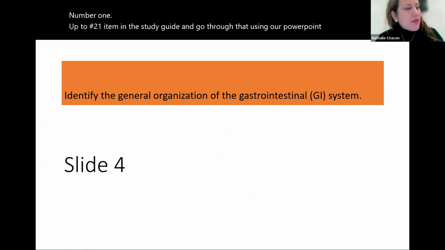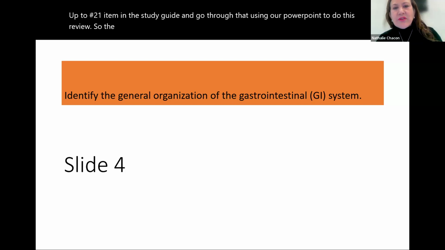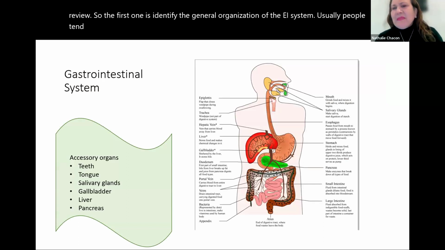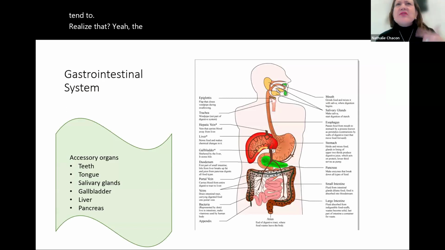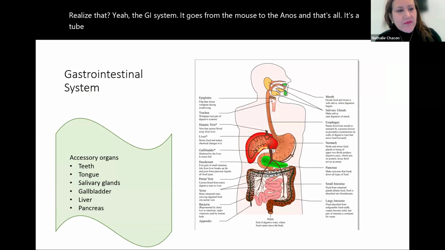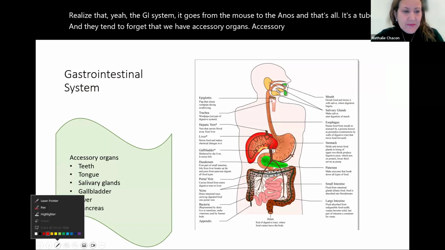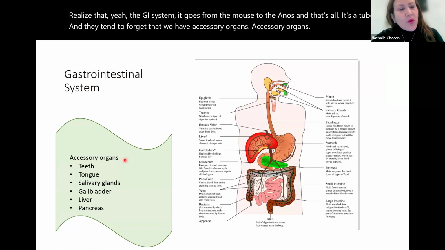So the first one is to identify the general organization of the GI system. Usually people tend to realize that, oh yeah, the GI system goes from the mouth to the anus and that's all. It's a tube, and they tend to forget that we have accessory organs that have so much importance.